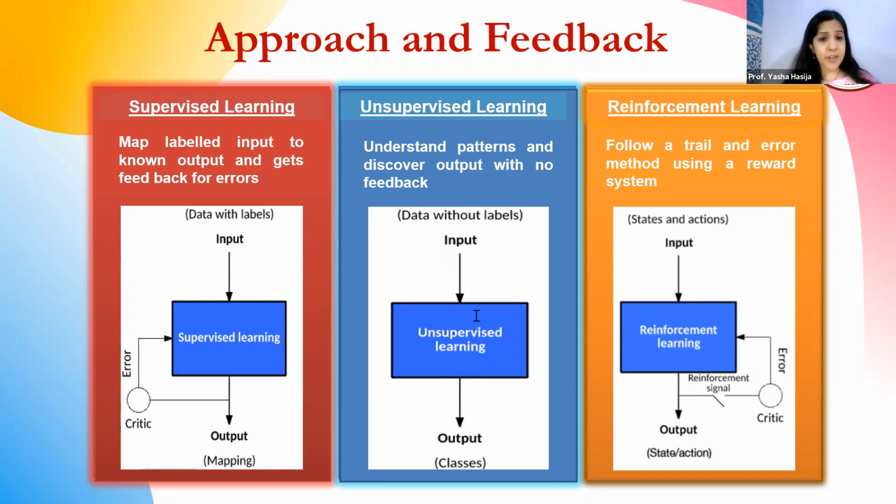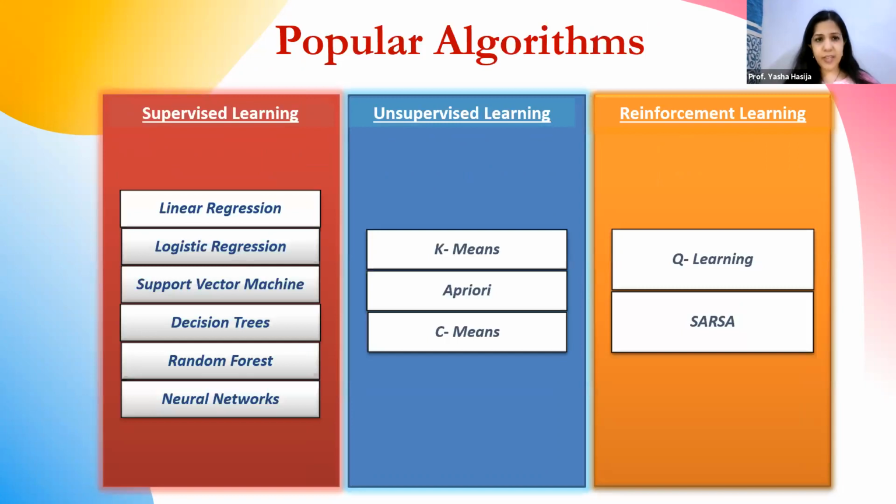Now, these are some of the popular algorithms of supervised learning, and many of them I would be covering in this presentation. Linear regression, logistic regression, support vector machines, decision trees, random forest, neural networks, these are some types of supervised learning algorithms. And for unsupervised learning, we have k-means, Apriori, and c-means, right? K-means and c-means are basically used for clustering analysis, and algorithms like Apriori are used for association rule mining in order to deal with different association problems. And reinforcement learning is being explored only recently, with few algorithms. These include Q-learning and SARSA. SARSA is also known as the state action reward state action algorithm, right? So these are the two algorithms that are used in reinforcement learning.